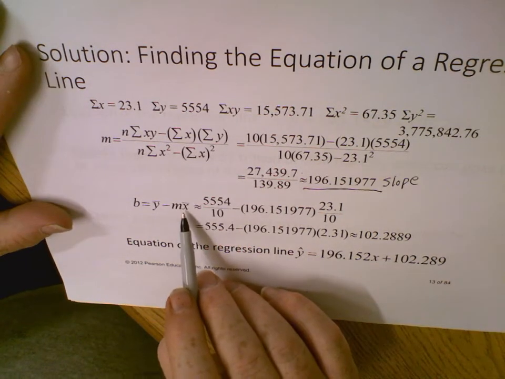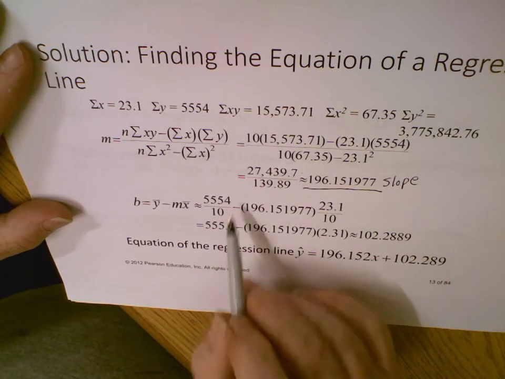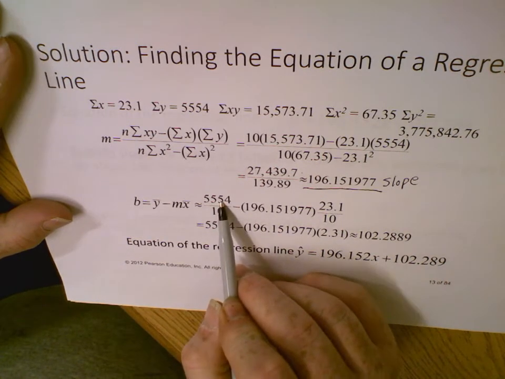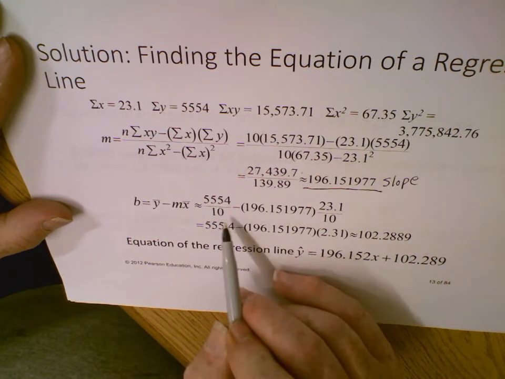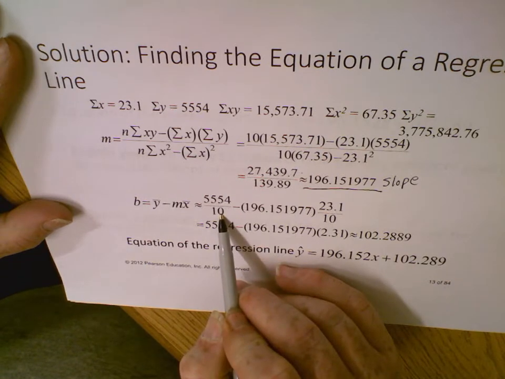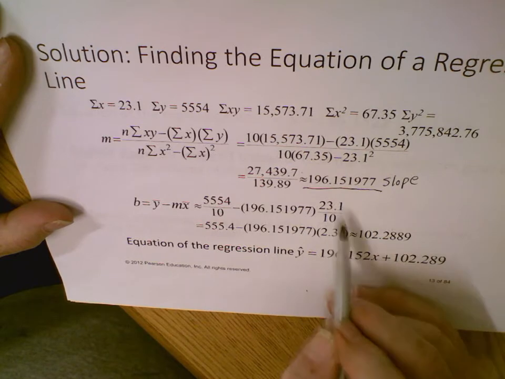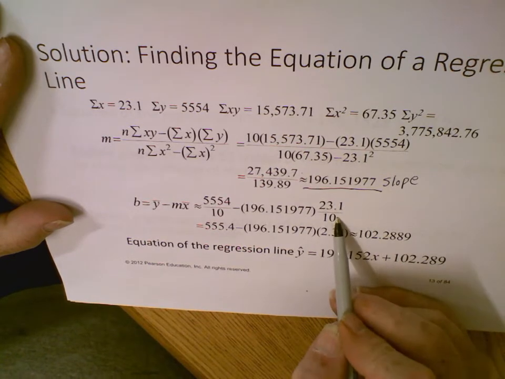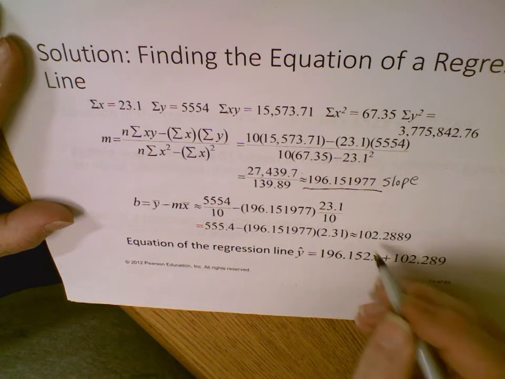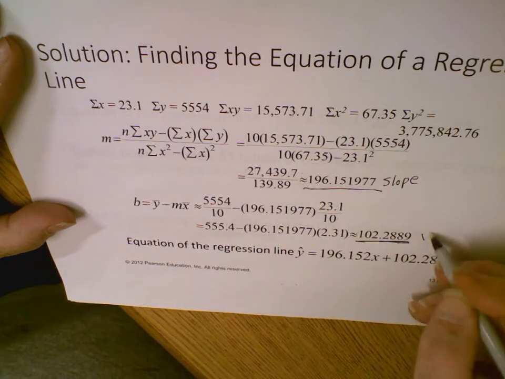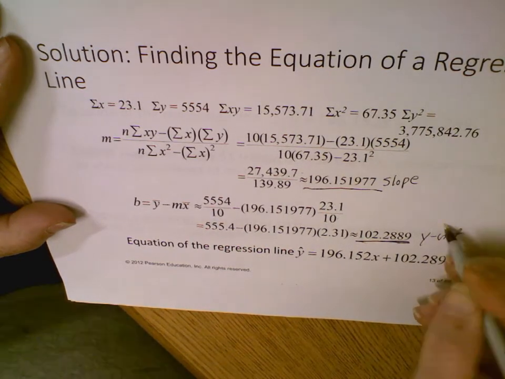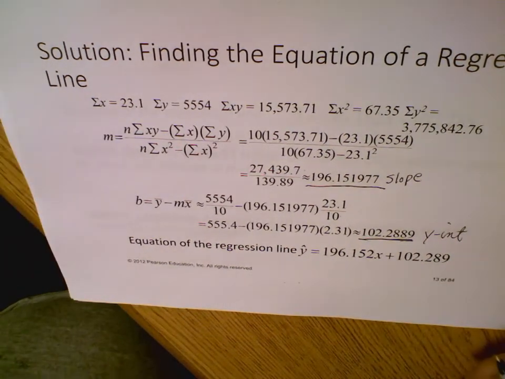Then once I know that slope, I come down here. All my y's added up to that. There were 10 in our sample. This was our slope. Our x's added up to this number. There were 10 in our sample. I do all that math, and I come up with that number. That's the y-intercept. That's where the line crosses the y-axis.